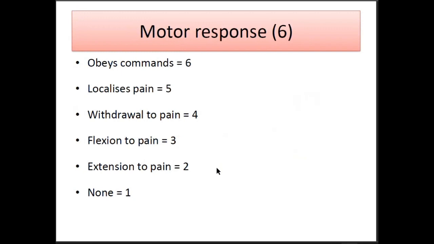وموتور: obey commands, localizes to pain 5, withdraws 4, flexion to pain 3, extension to pain 2, and none is 1. وهنا انتبهوا ناخذ البيست موتور ريسبونس. يعني مثلا لو البيشنت جاك هيميبليجيك لكنه فاهم، وقلت له ارفع لي يدك وحاول يرفعها بس ما هو قادر، لكن رفع the other half, so he is obeying, so his motor response is 6 not 1، لانه رفع الجزء اللي ما هو هيميبليجيك. فهذه انتبهوا منها، هنا بناخذ البيست موتور ريسبونس.